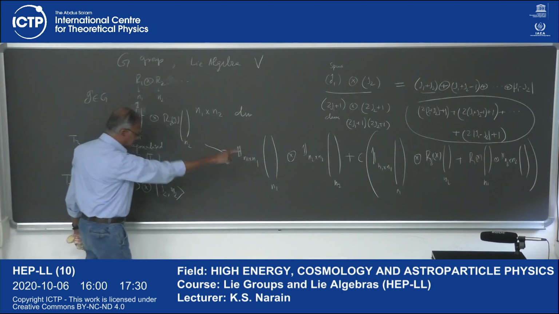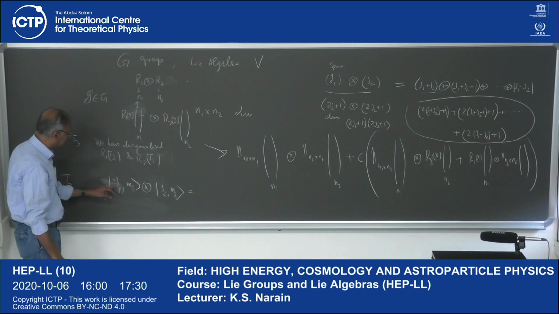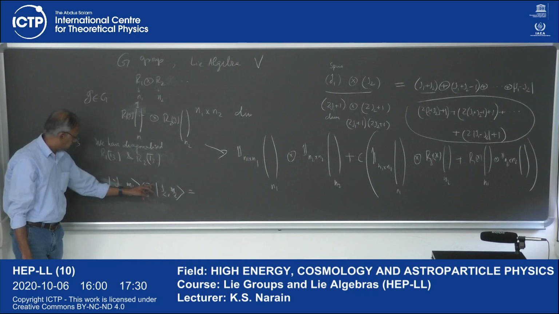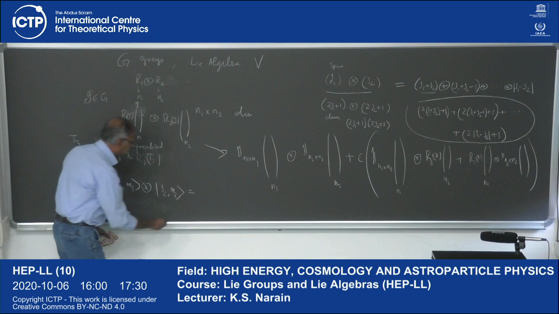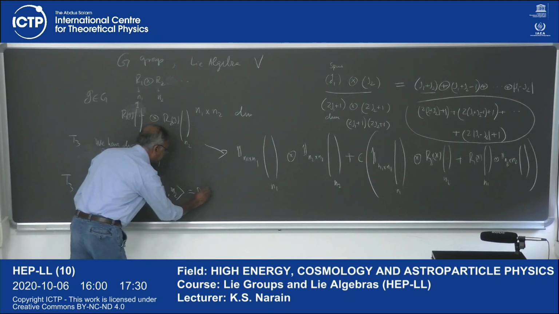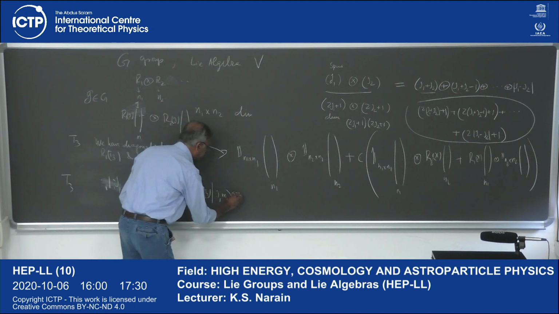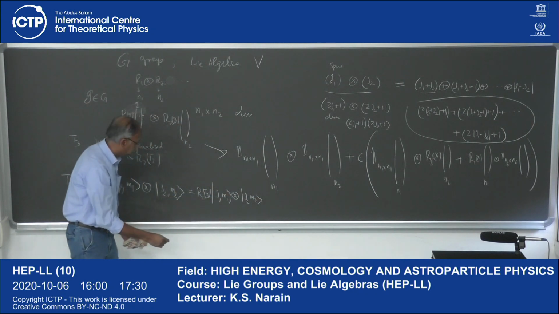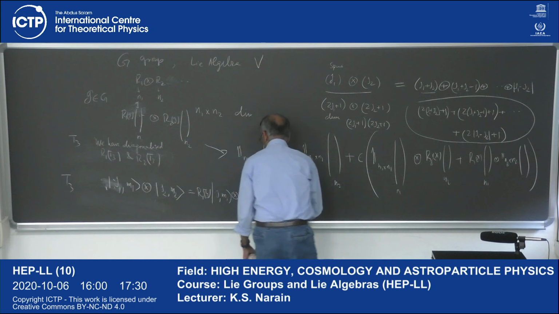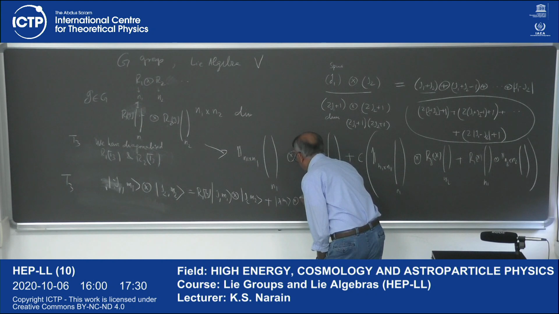From what we are seeing, this should be the sum of two terms. One where R1 of T3 acts here and nothing acts there, I mean, identity acts there. Or another one where R2 T3 acts there. So when R1 T3 acts here, let me write that down. J1 M1 times J2 M2, because here is identity, so nothing has happened. Plus J1 M1 times R2 T3 acting on J2 M2.